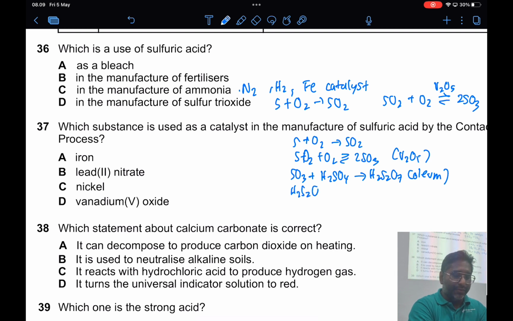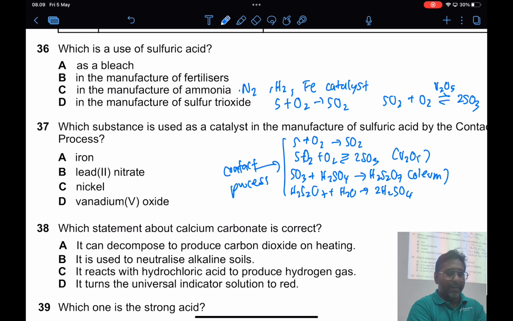And then H2S2O7 reacts with water to give you 2H2SO4. These are what we call the contact process. There are 4 equations under the contact process. What is contact process then? Contact process is production of sulfuric acid. What is Haber process? Haber process is production of ammonia gas.